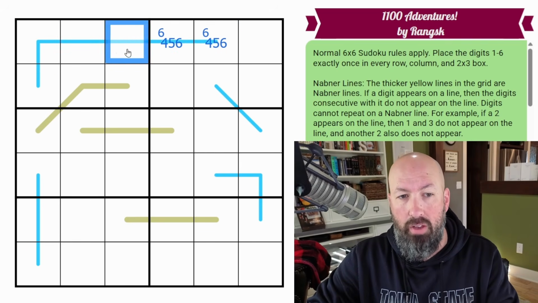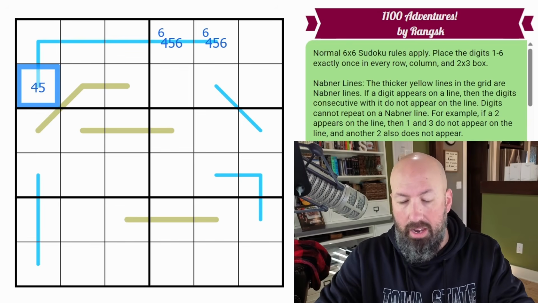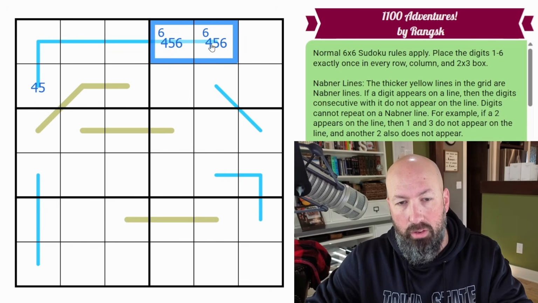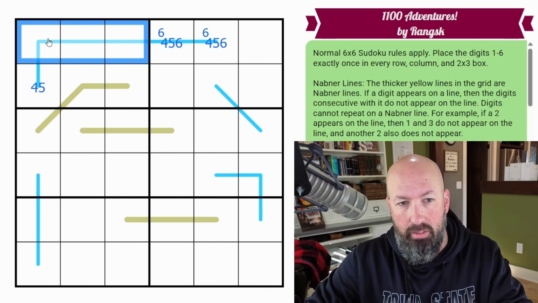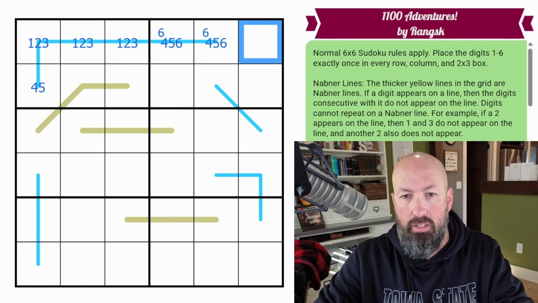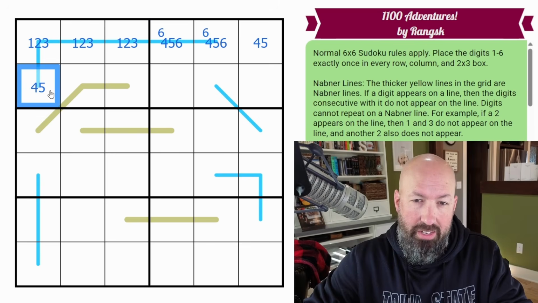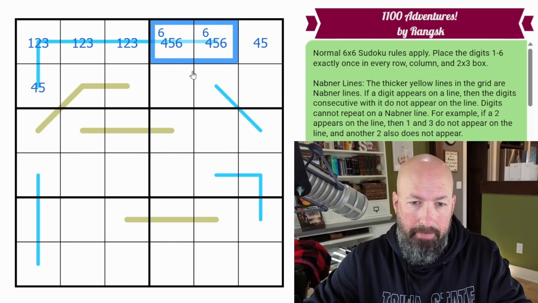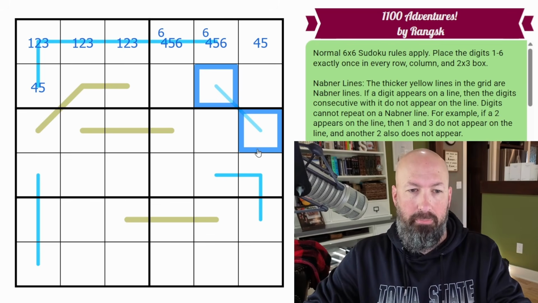So the 4 or the 5 will have to be down here, because the 4 or the 5 up here will rule it out from these cells. So it'll have to be down here. So these are 1, 2, and 3. This is a 4 or a 5. It's the one that's not down here, though. These two are going to be the same.